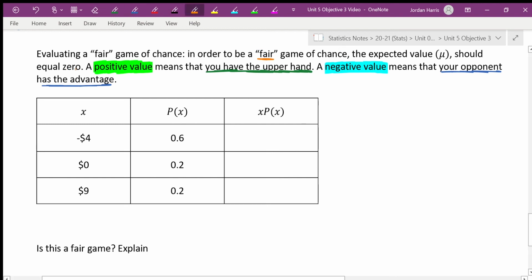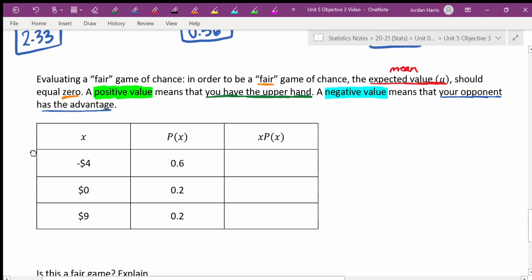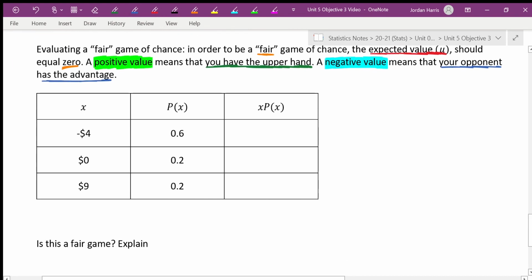So if we look at this, all we need is the expected value, right? To evaluate a fair game of chance, you only need the expected value, which, by the way, I will underline because it is the mean. I have the symbol there. I already told you earlier, but the expected value is the mean. So that's why I only have one column to fill out here. I don't need the variance and standard deviation. I just need the mean.